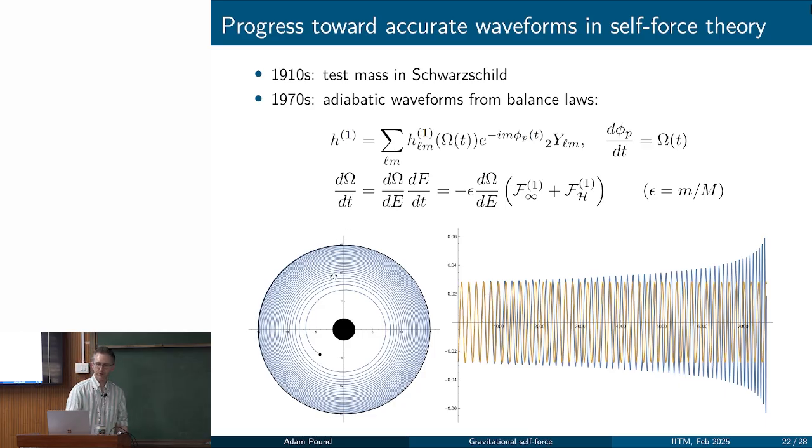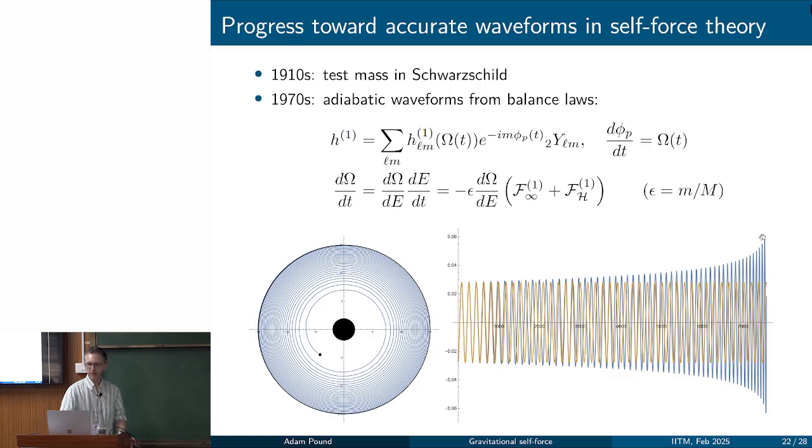So once we turn on dissipation, the particle falls in, as you see in this picture, and the waveform is now changing in frequency with time and also in amplitude. The amplitude is growing and the frequency is growing. And so this waveform, hopefully everyone will be able to generate themselves by the end of the 5 lectures. And with a reasonably powerful laptop, it only takes a few minutes.